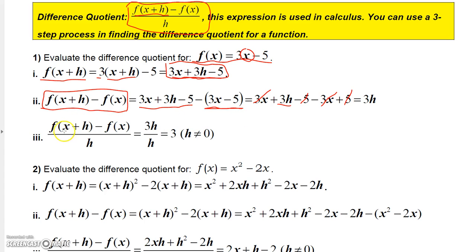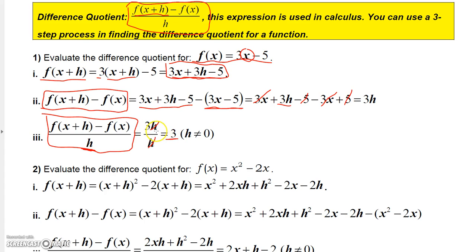So then in the third step, we take what we got from step 2 and we divide it by h. And then that gives us, see, this is actually the difference quotient form right here. So I take what I got up here, which is 3h, and I divide it by h. And of course, 3h divided by h, h over h is 1, so my answer is 3.